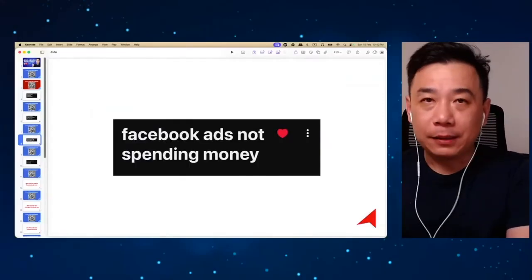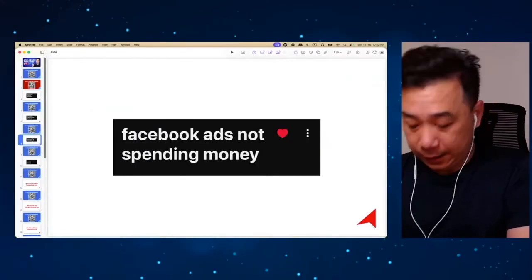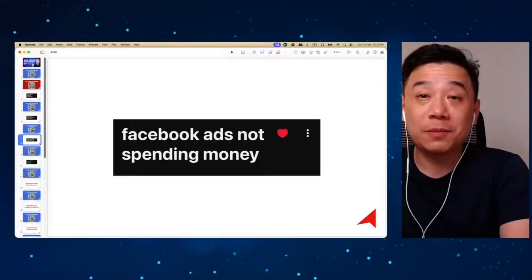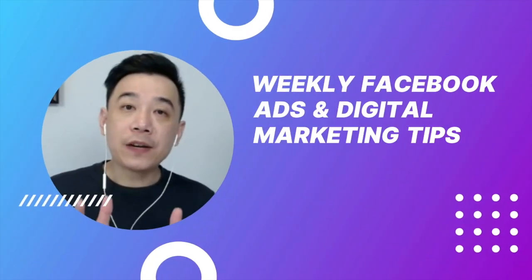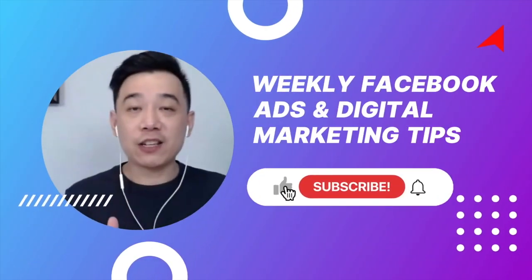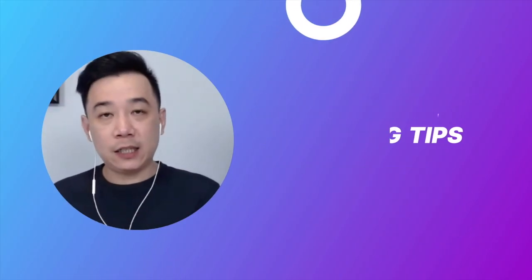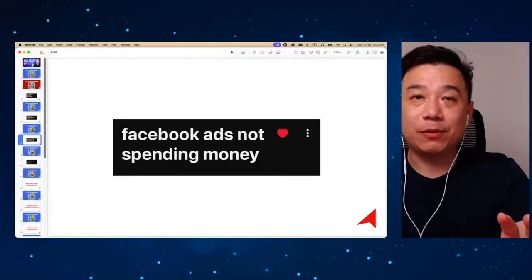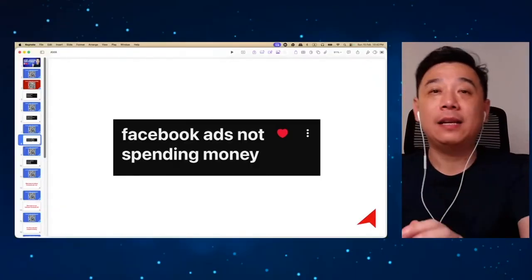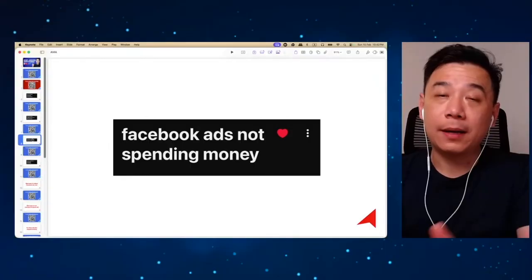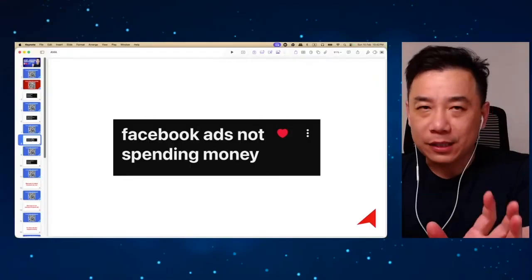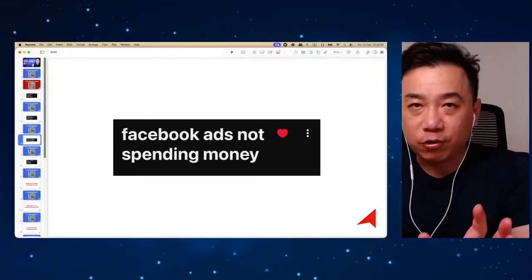Yeah, this is really something that happened to one of my clients last week. So the ad is not spending. You run an ad, you set up a campaign that you want to spend $100 a day, but once you launch it, it's not spending. A few reasons that is possible. I want you to go through this one by one.